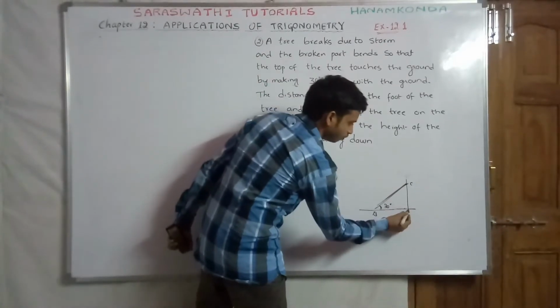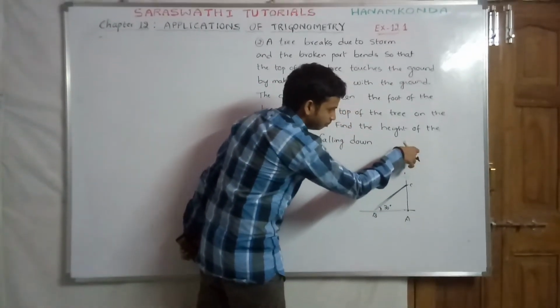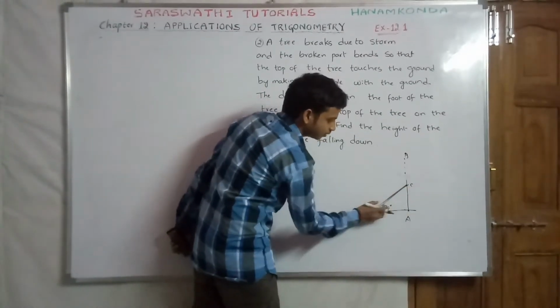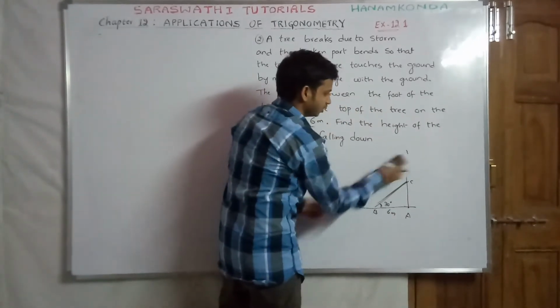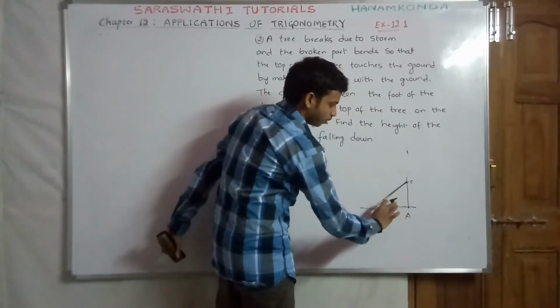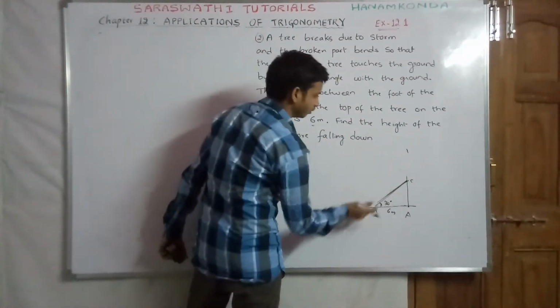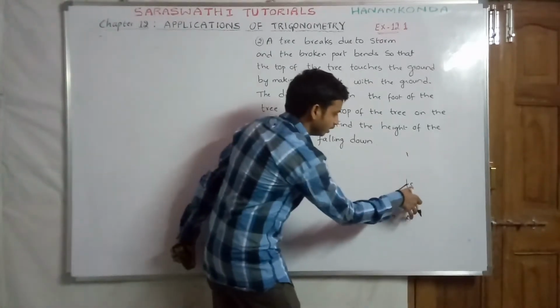Okay, so this is the foot of the tree and the top of the tree is AB. The distance between the foot of the tree and the top of the tree and ground, this part AB, is given as 6 meters. So find the height of the tree before falling down. That means we have to find the value of AB.